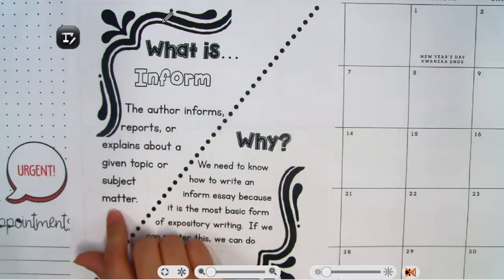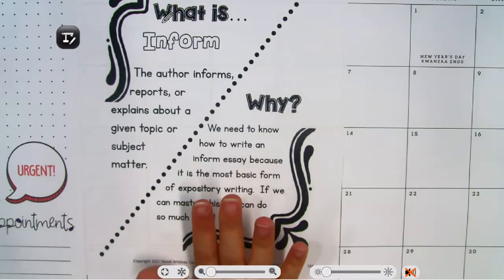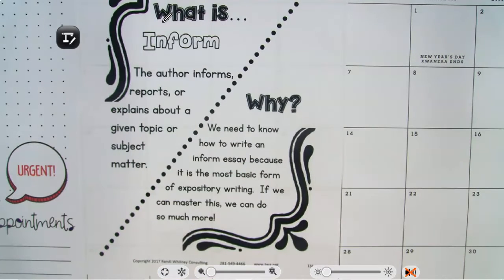So it's one topic or subject that we are giving information about. We're reporting, we're explaining about it. And then you're probably thinking, well, Miss Nitha, why are we doing this? So we need to know how to write an inform essay because it is the most basic form of expository writing. If we can master this, we can do so much more. So it's just a skill, guys, that we need to know.